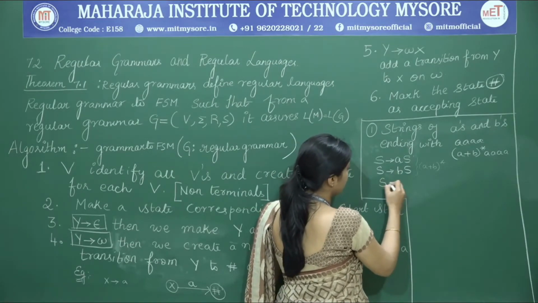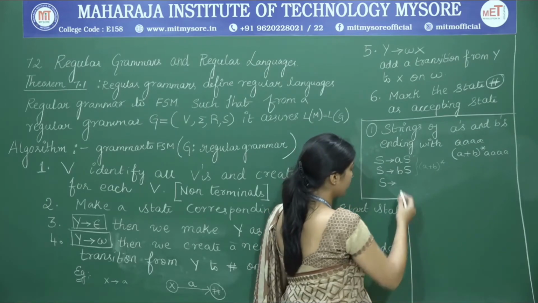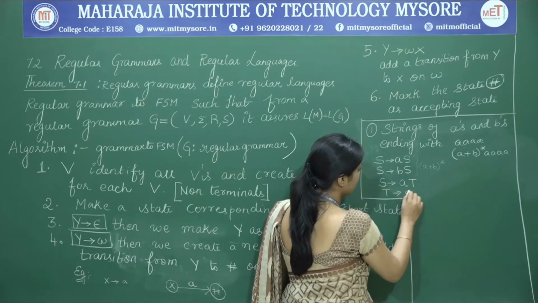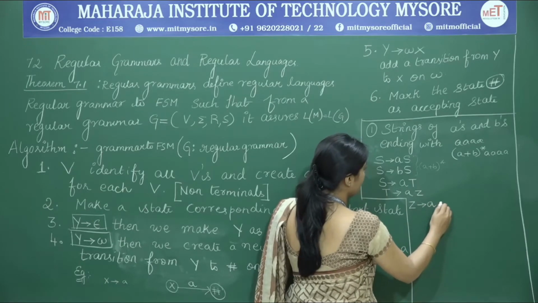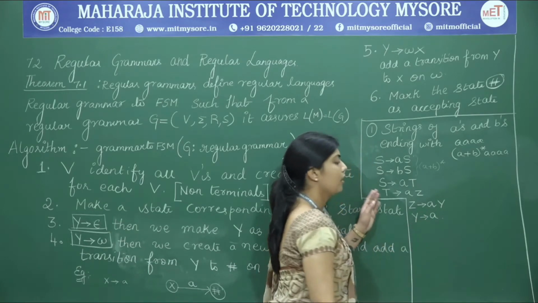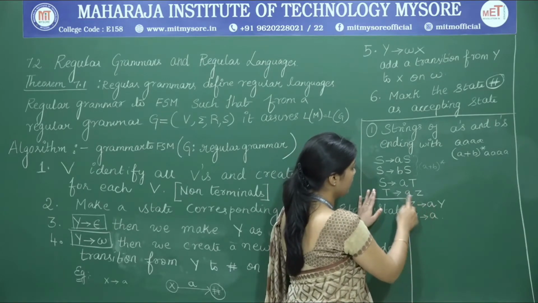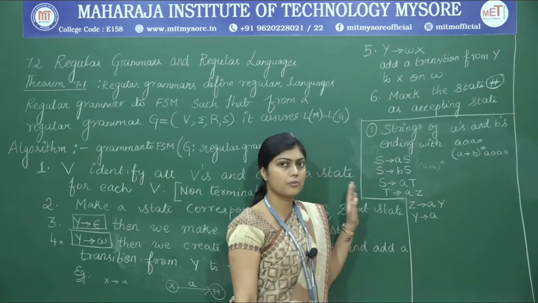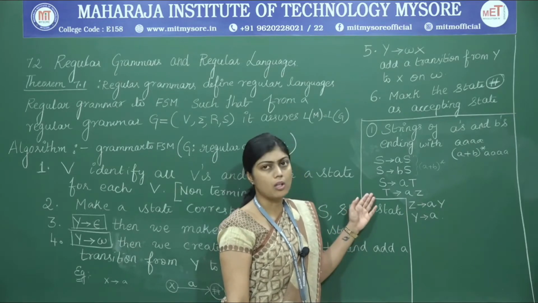Next we have S goes to... We should always make sure that it is followed by 4 a's. So we will write S goes to aT, then T goes to aZ, then Z goes to aY, and Y goes to a. So this is what we may write. This is always followed by 4 a's. If you want to know the explanation and the derivation for the same grammar, you can refer to the previous video. So we have solved this.